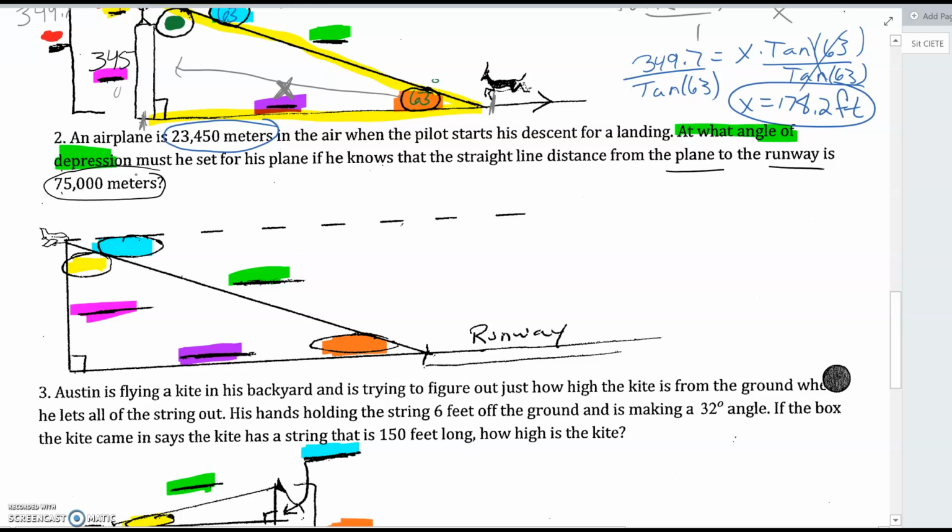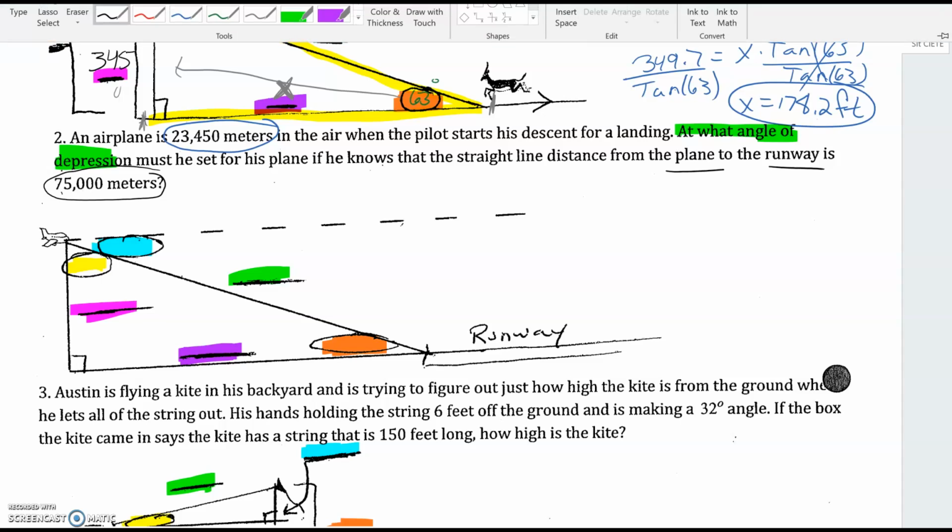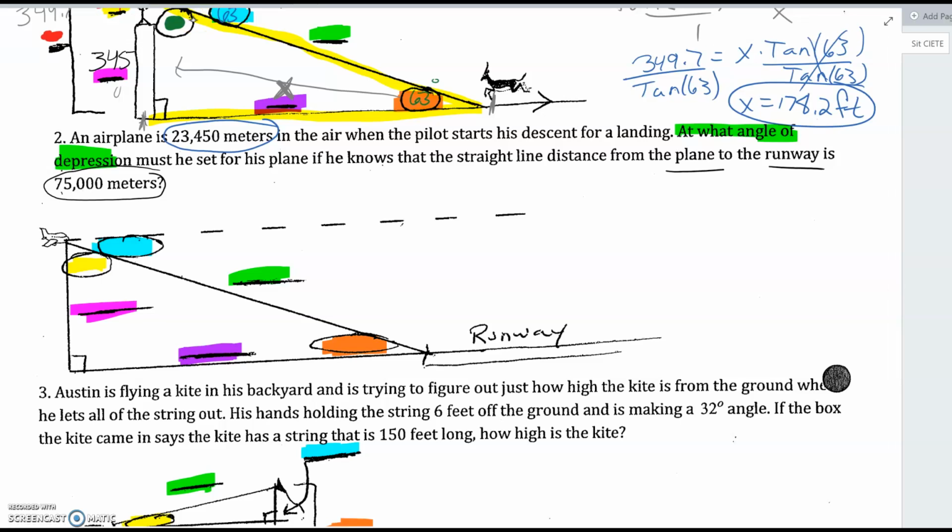All right, so now where would the 23,450 meters go? Okay, this much in the air, this would be the pink, 23,450. At what angle of depression, where would that go? Angle of depression would be the light blue, because it's looking down, which then, since these are parallel, would switch down here to the orange as well. Okay.